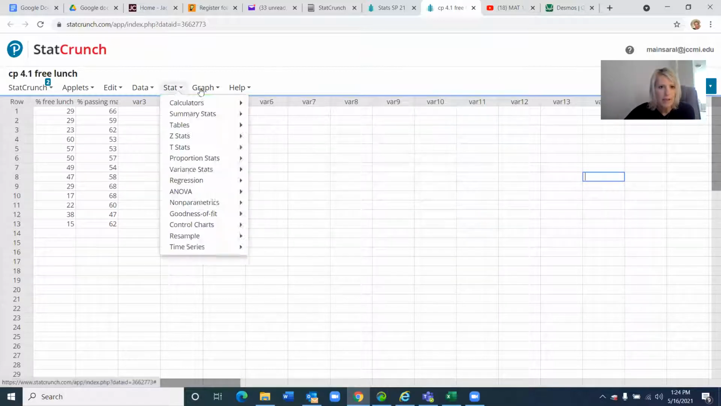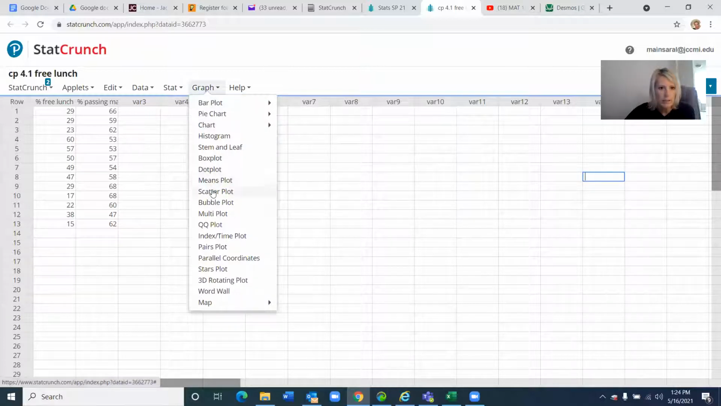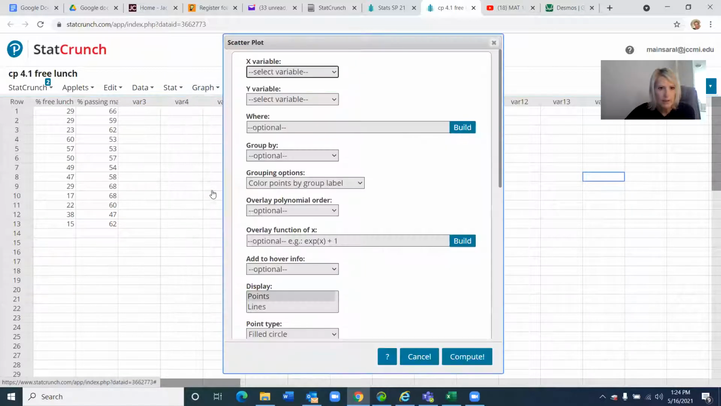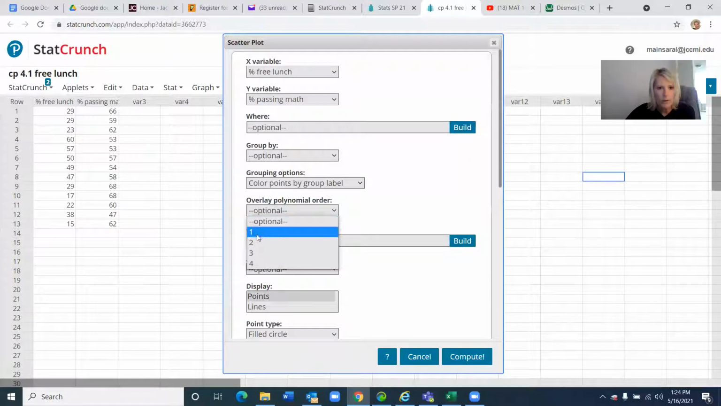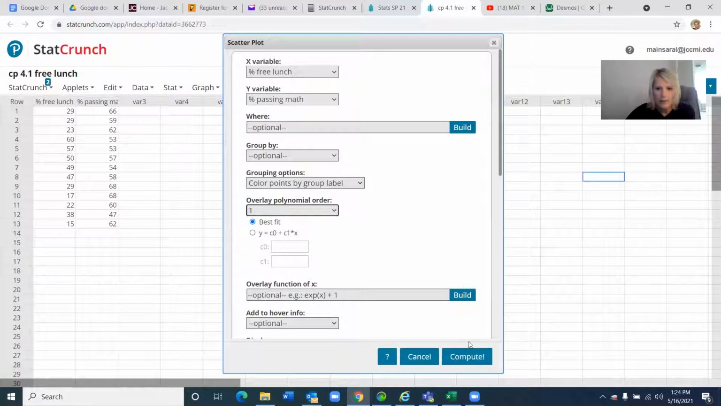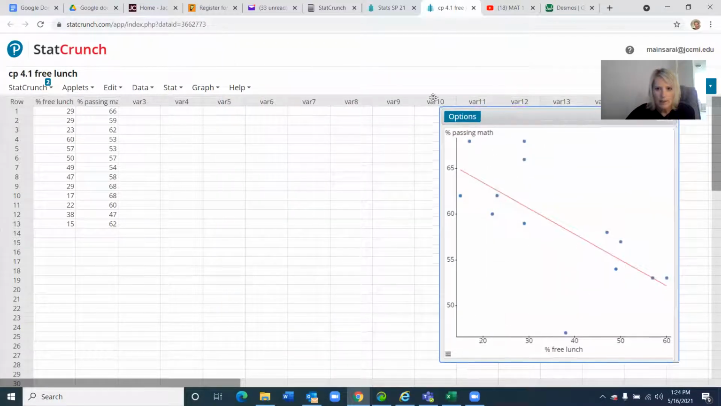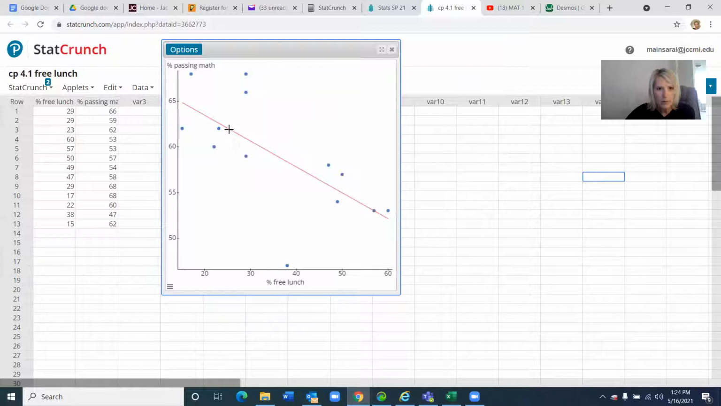Let's practice getting the scatter plot, the graph. We're going to go to graph and scatter plot. Our x variable is the free lunch. The y variable is passing math. Then we're going to click on overlay polynomial order 1 and just leave it at best fit. That's all you have to do, and hit click. And there's your scatter plot. If you hover over the red line, it gives you the equation in the y equals b plus ax form. Remember, it always gives the y-intercept first.